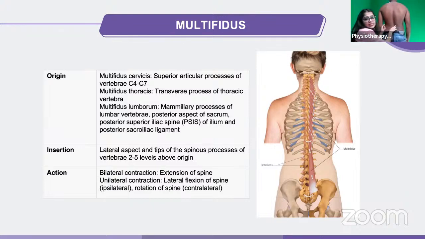See, now it came from L5. One group of fibers started from L5, and it gets inserted 2 to 3 levels up. From L1, one came and it gets inserted 2 to 3 levels up. Okay, so this is about the origin and insertion of multifidus.